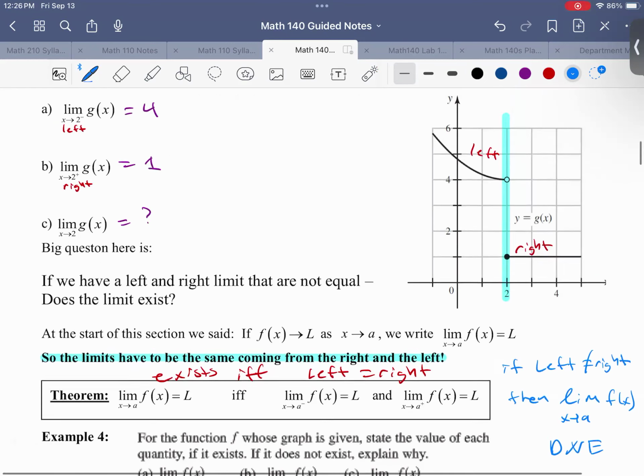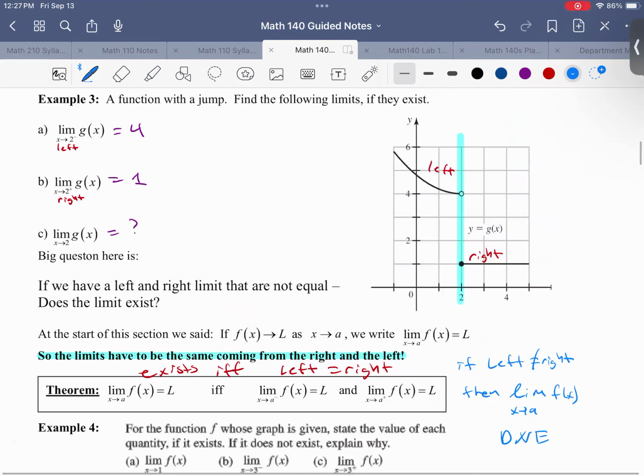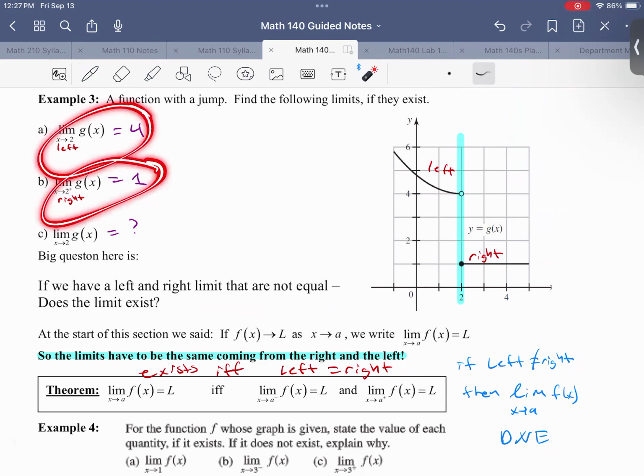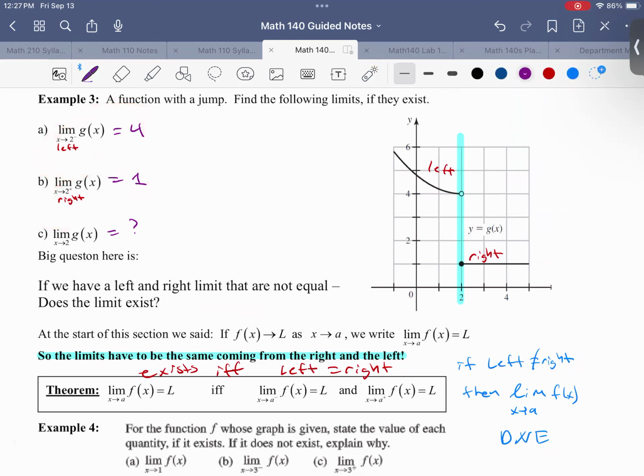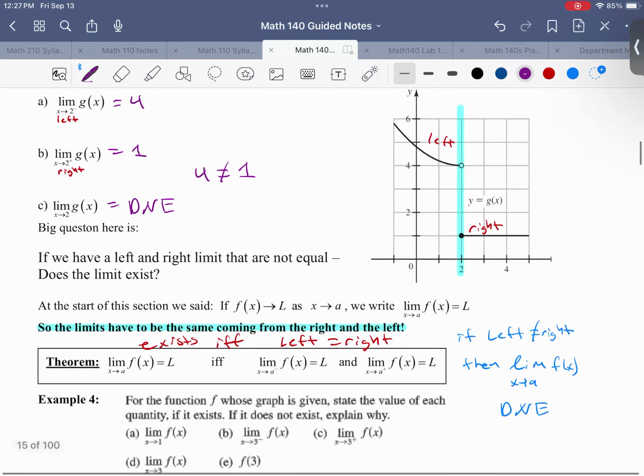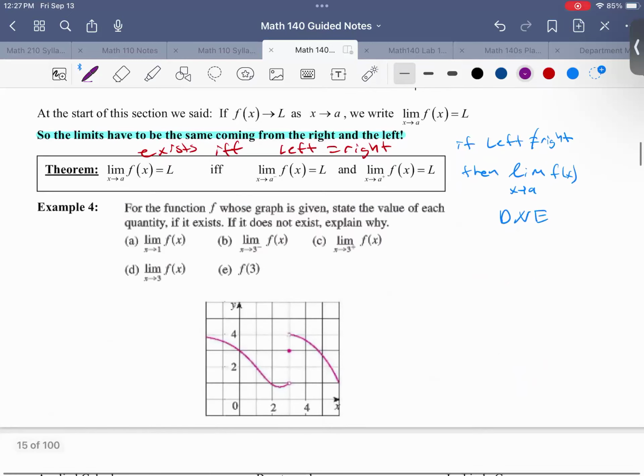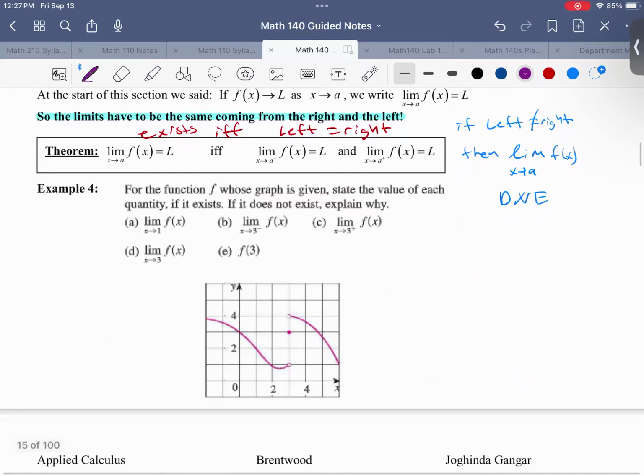So if we come back to our example up here, we can see that our left and our right limits don't equal each other, right? 4 does not equal 1. So what this means is that this limit does not exist at 2. The left and right don't equal each other, so it does not exist. If they equal each other, it exists. So let's go ahead and check out some examples below here.